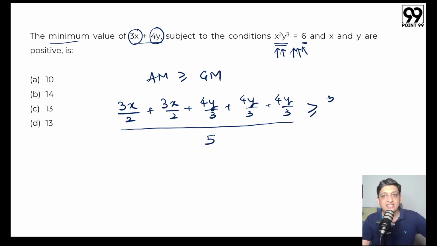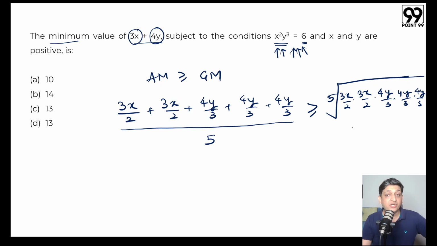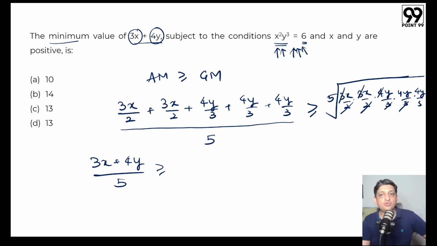This has to be greater than or equal to the 5th root of 3x by 2 multiplied by again 3x by 2 multiplied by 4y by 3 multiplied by 4y by 3 multiplied by 4y by 3. This is what we are going to get. Now I'll be able to cancel out 2 3's from the numerator. I'll be able to cancel out a 4 from the numerator. So what will I be left with? 3x by 2 plus 3x by 2 is basically what we need to find out. So 3x plus 4y divided by 5 is going to be greater than or equal to fifth root of this.